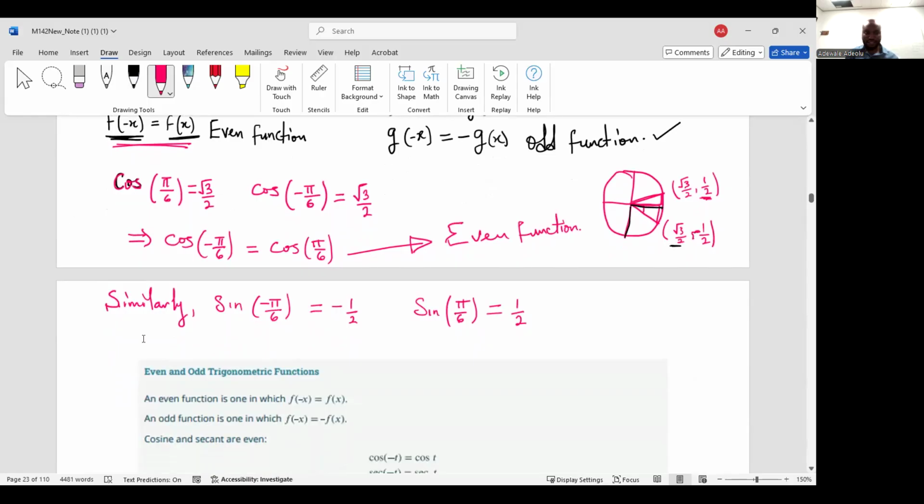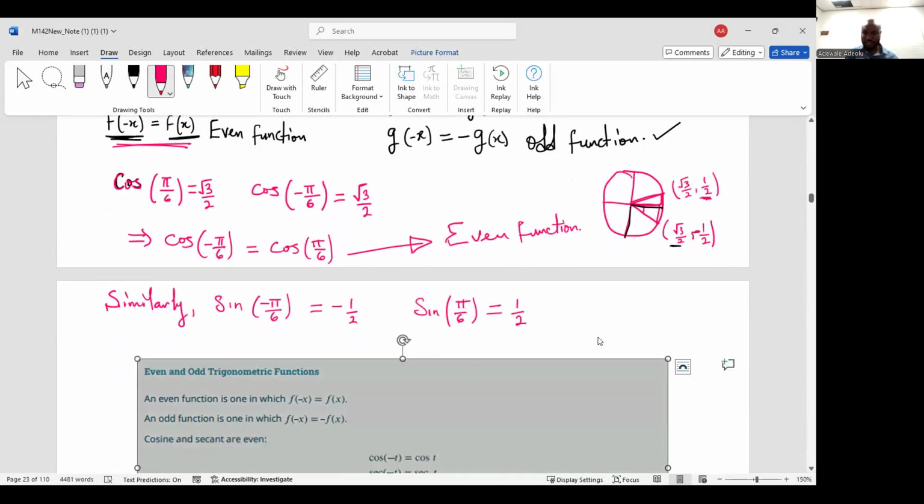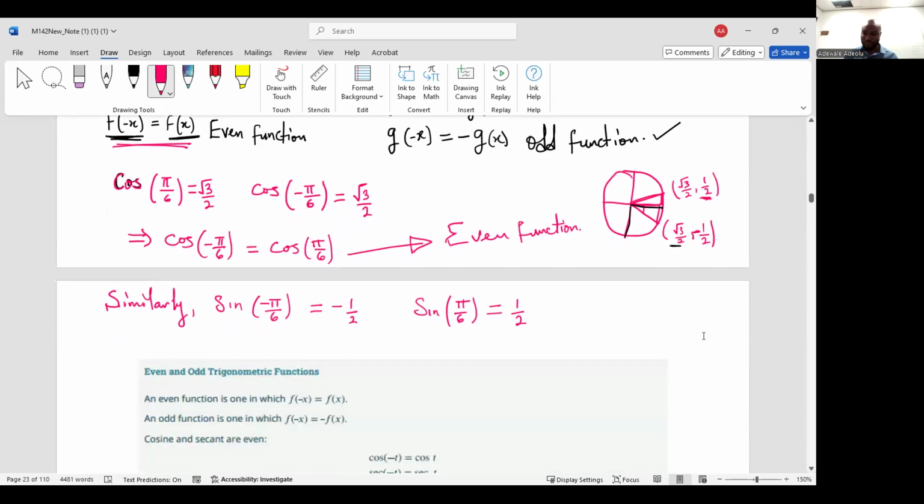We do notice that sine of negative pi over 6, whatever the value is, is the opposite of sine of pi over 6. Okay, this is minus and this is plus here, right? And we say this implies that sine function is an odd function. It's an odd function.